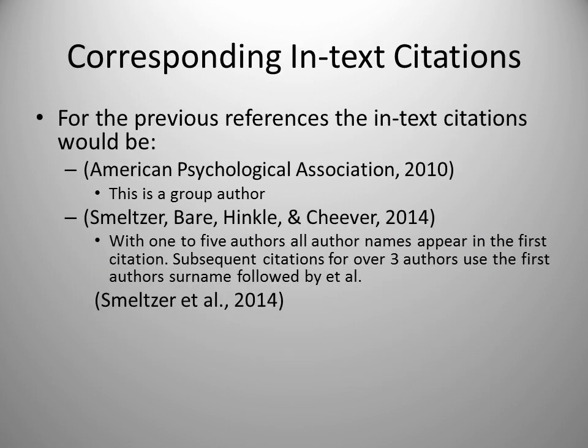Now, if we were going to do the in-text citations that correspond to those, for the first book we'd have American Psychological Association, which is the group author, and then the year. And then for our other book, which has 4 authors, we'd list all 4 of the authors the first time it appears in our paper, followed by the date. And then in subsequent times that you'd find it in our paper, we could put Smeltzer et al., 2014. And we can do that for citations over 3 authors. And there's more information on multiple authors, of course, on the Pages tab in the APA Help.